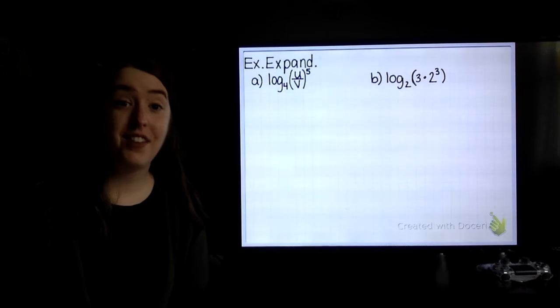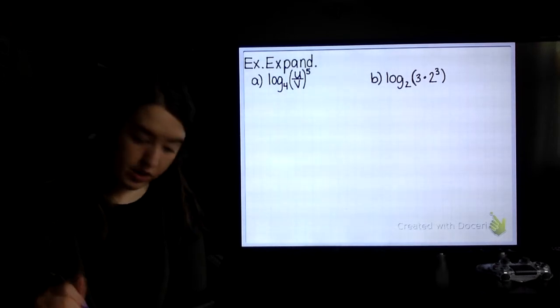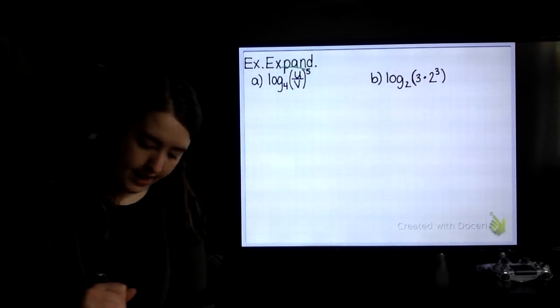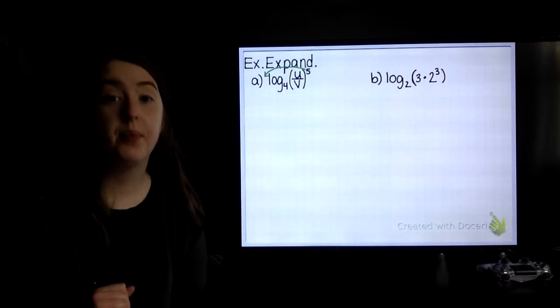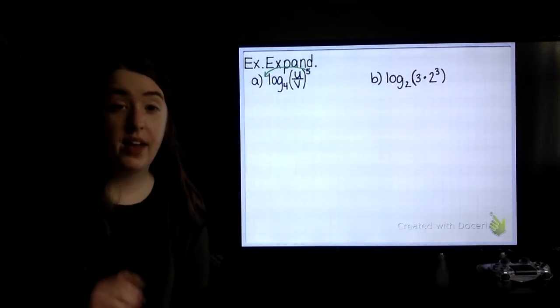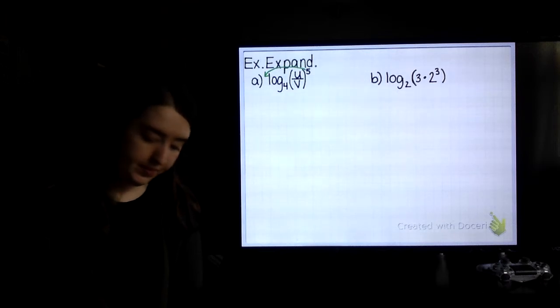So I have this to the 5th power, right? So that exponent can be brought out front. So that way everything is on the same level.